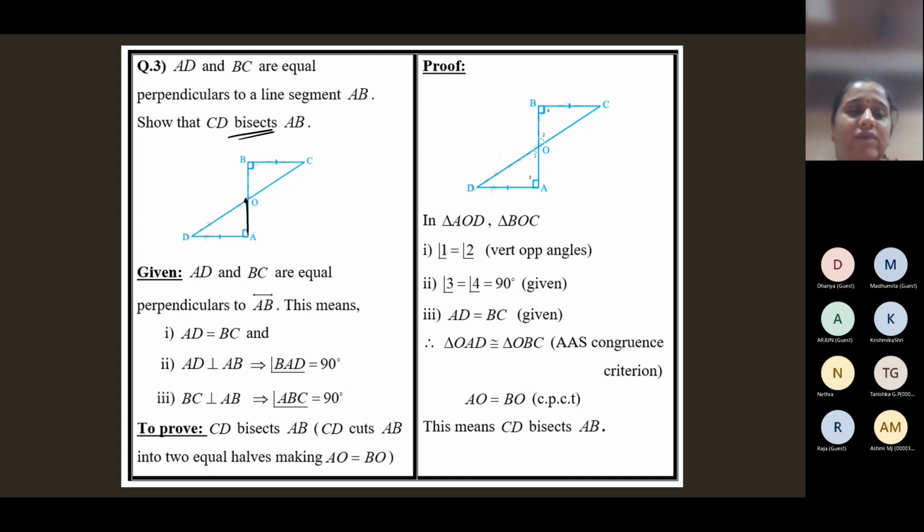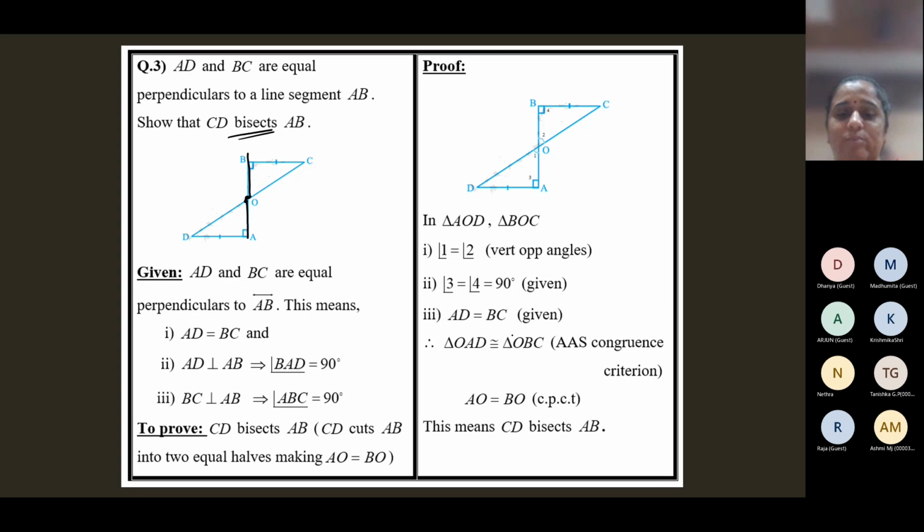So clearly OA is a side of one triangle, OB is a side of the other triangle. Whenever you have to show that two sides or two angles are equal, it's all through congruency. To show that OA is equal to OB, you have to show that the two triangles are congruent, and in CPCT you will get this result.